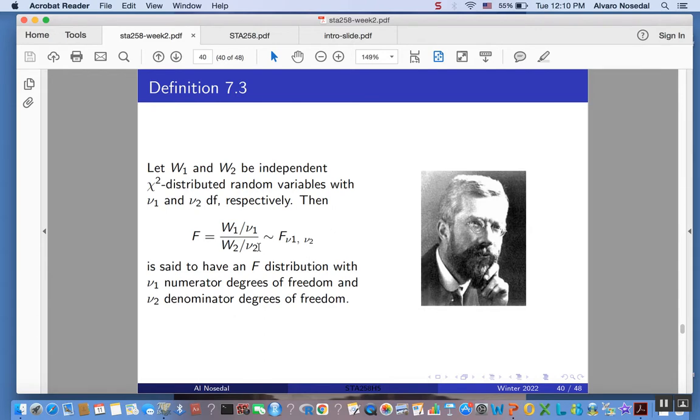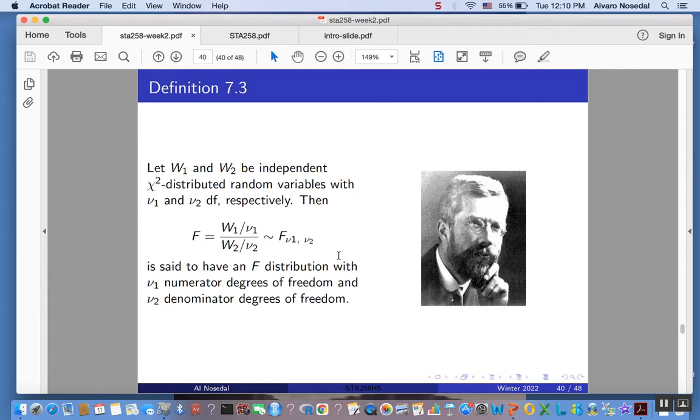The degrees of freedom for the chi-square that is placed in the numerator are referred to as the numerator degrees of freedom. And similarly, the degrees of freedom for the chi-square placed in the denominator, you're going to refer to those as the denominator degrees of freedom.